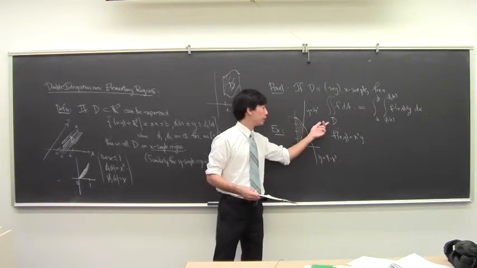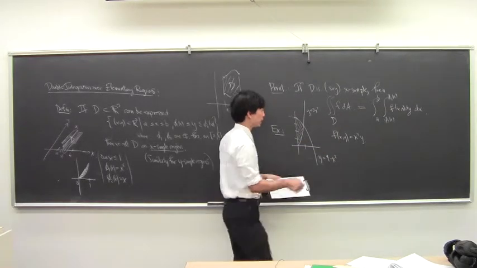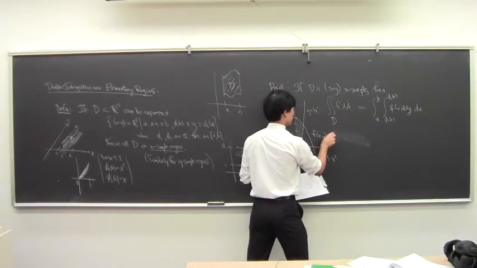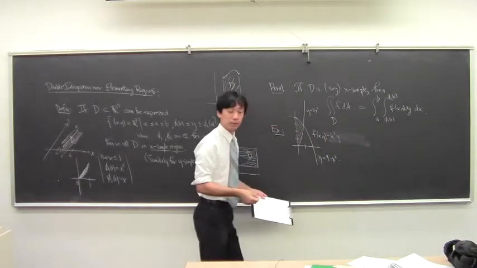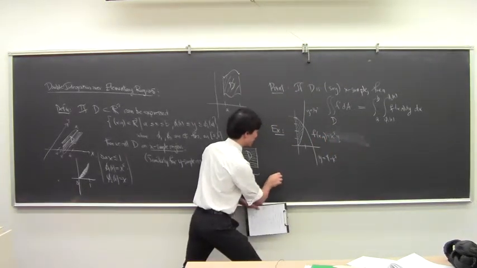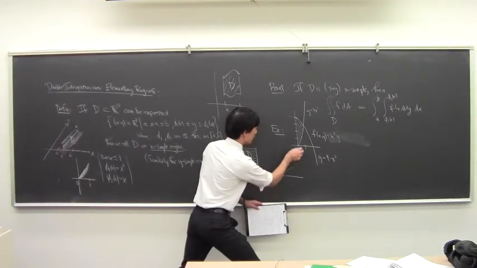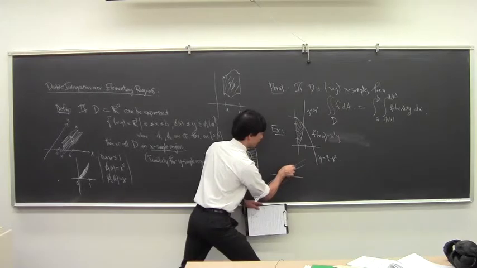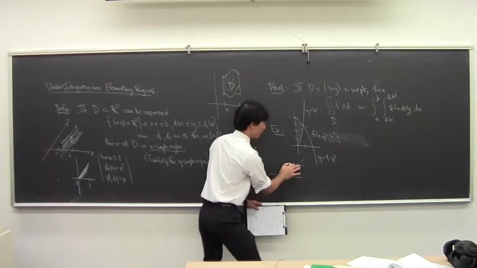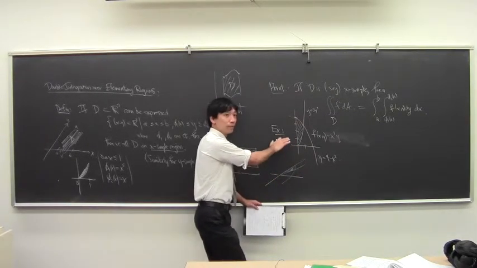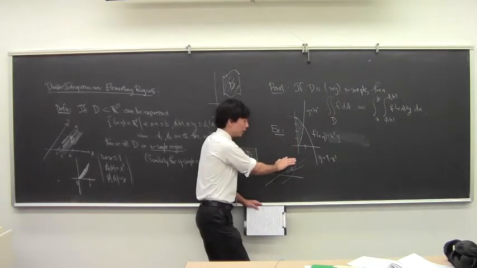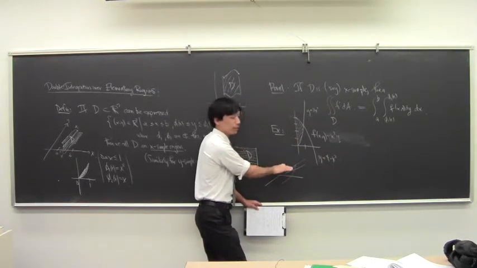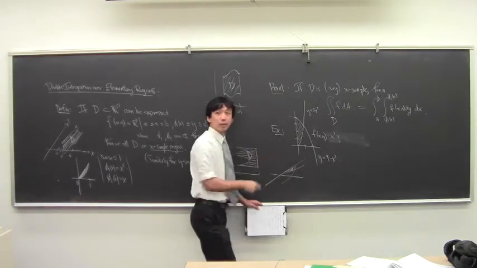If you integrate this function, f of x, y is x squared y, over this region, the picture in your head is like this. This thing is lying down on the ground here. This is your domain of integration, and then you have your function floating over it. And you're finding the solid that lies over this thing and under the graph of the function.